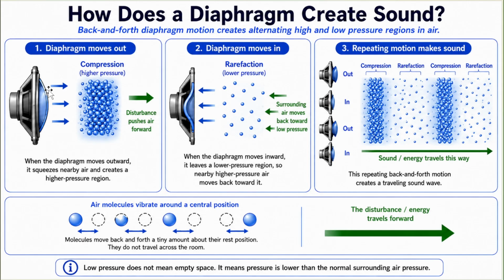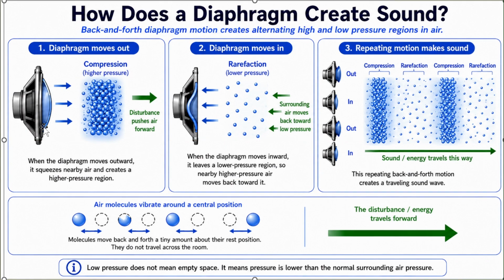Okay, let's see how these waves are actually made. So here we have a diaphragm. Now you could see here in slide 1, the diaphragm is going out, it's pushing out. What happens when the diaphragm pushes out? It compresses the air in front of it, like you can see here.